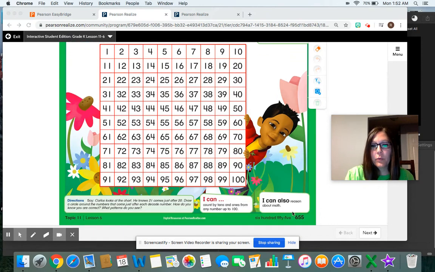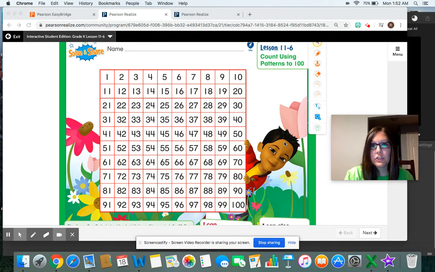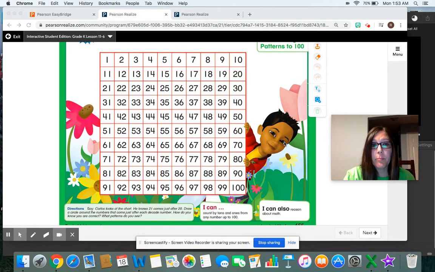In your book, we're on page 655, where you can see up at the top, it'll say lesson 11-6. We are going to continue working with hundreds charts, and today specifically looking at patterns while we're counting using patterns up to 100. So let's look at the solve and share. Remember, if you have your book, get that out in front of you. If you do not, then just follow along on the screen, but that book will be extra helpful.